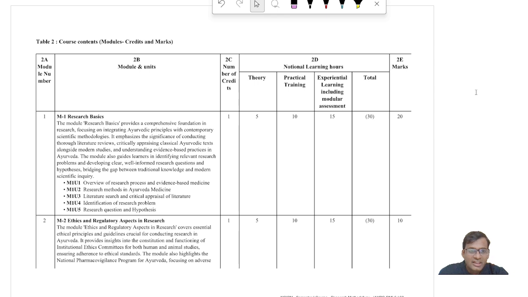Curriculum is a comprehensive, detailed explanation of that particular course: how the research methodology course should be conducted, what the objectives are, what topics should be covered, what objectives the scholar should achieve, how many marks are allotted for each individual topic, and how we will assess that particular course. So a detailed explanation is given in the curriculum.